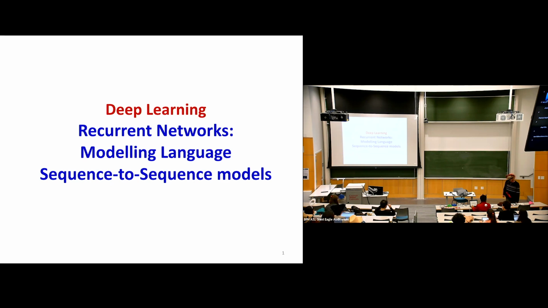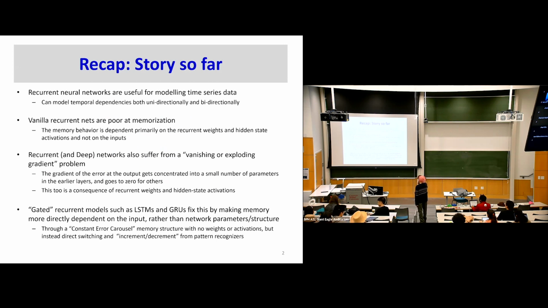All right. Okay, we're going to continue our series on recurrent neural networks. We're going to be looking at sequence-to-sequence models. But first, a quick recap. The story so far: recurrent neural networks are useful for modeling time series data. They can model temporal dependencies, both unidirectionally and bidirectionally. Vanilla recurrent neural networks we saw are poor at memorization because the memory behavior depends more on the parameters than on what is being remembered, which is not what you want.